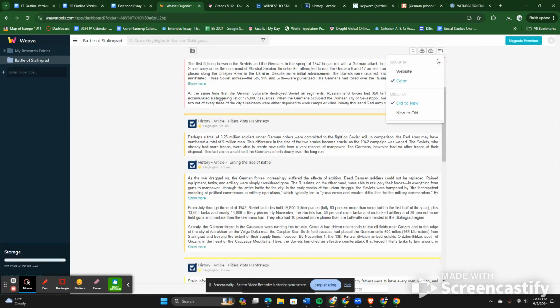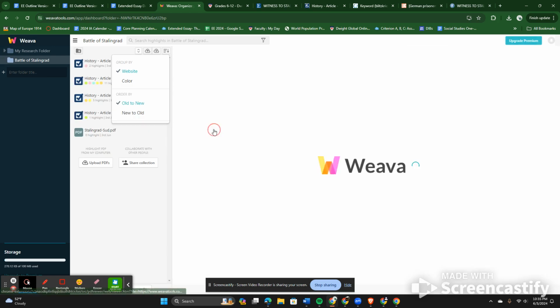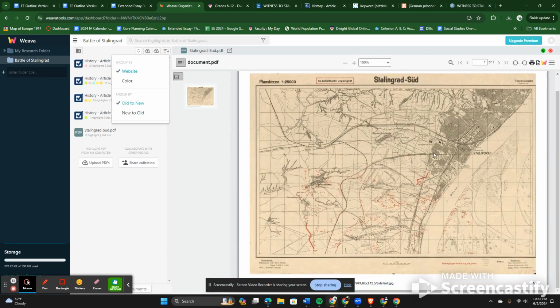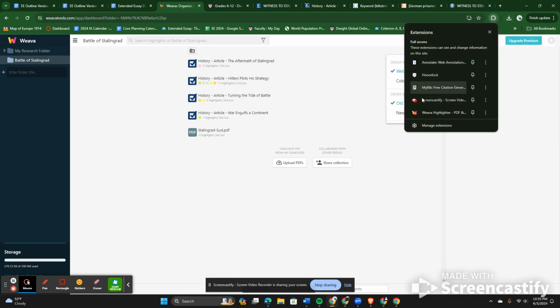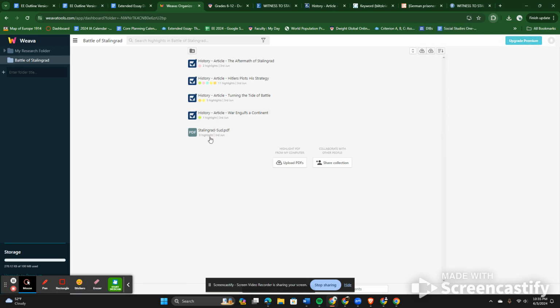Okay. So, you can toggle back and forth between this. I've also included a map of Stalingrad here. So remember that you can upload into Weava anything that is not, say, web-based. If you have just a website, that highlighter tool runs in your extensions as long as you have it turned on. But there's a few reasons why it might be helpful to just upload a PDF into this list, such as if it's more of a visual than text resource.